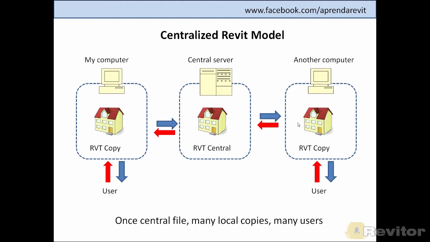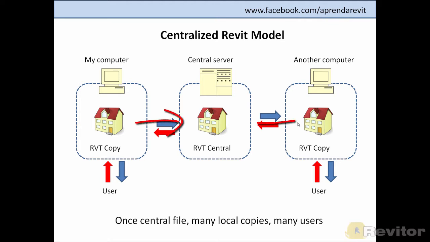So, how do centralized models work? Well, in a centralized model, there's a master file called a central model. That one resides in a specific place, usually on a network. Each user makes a local copy of the model on their computer, and this local copy is where they make changes to the model.